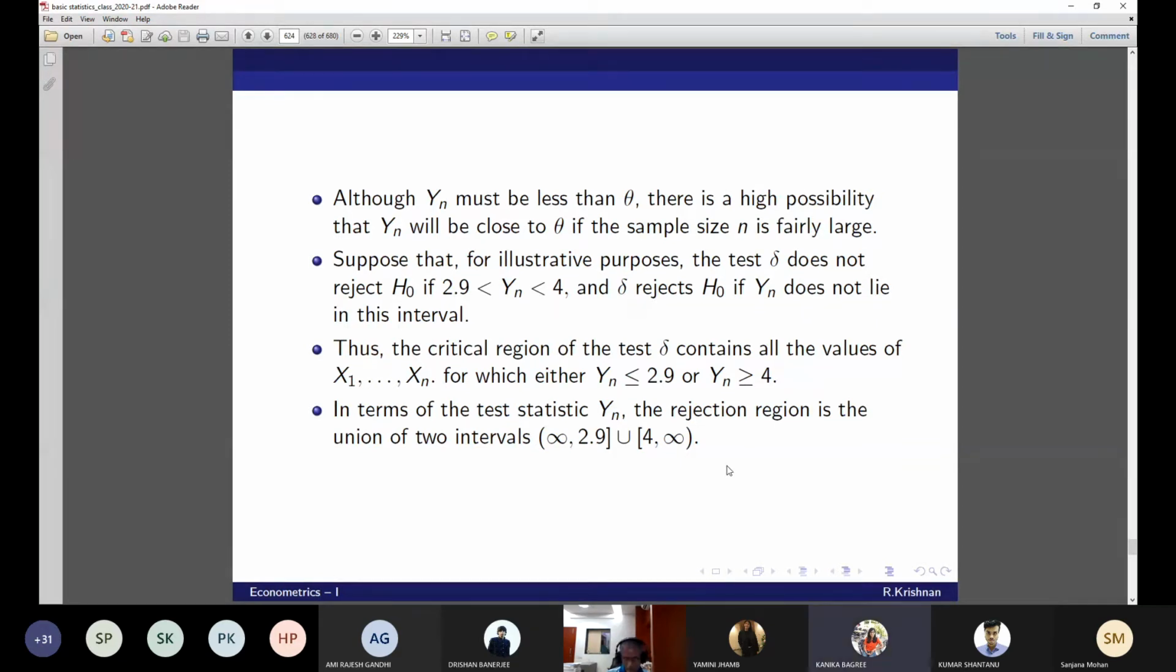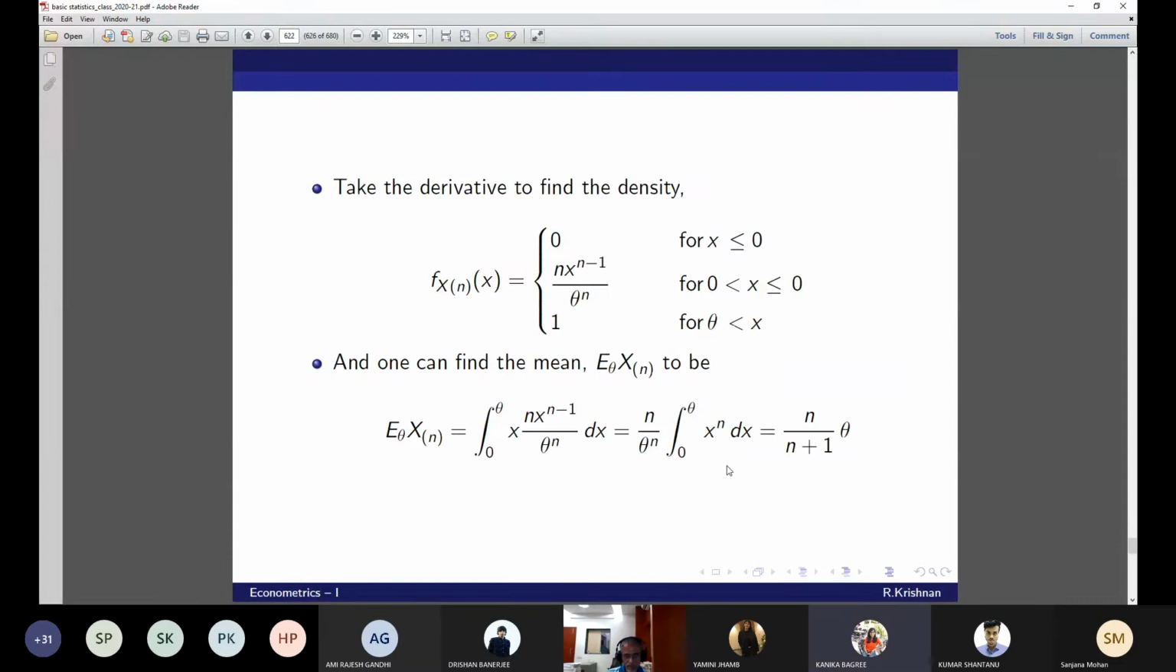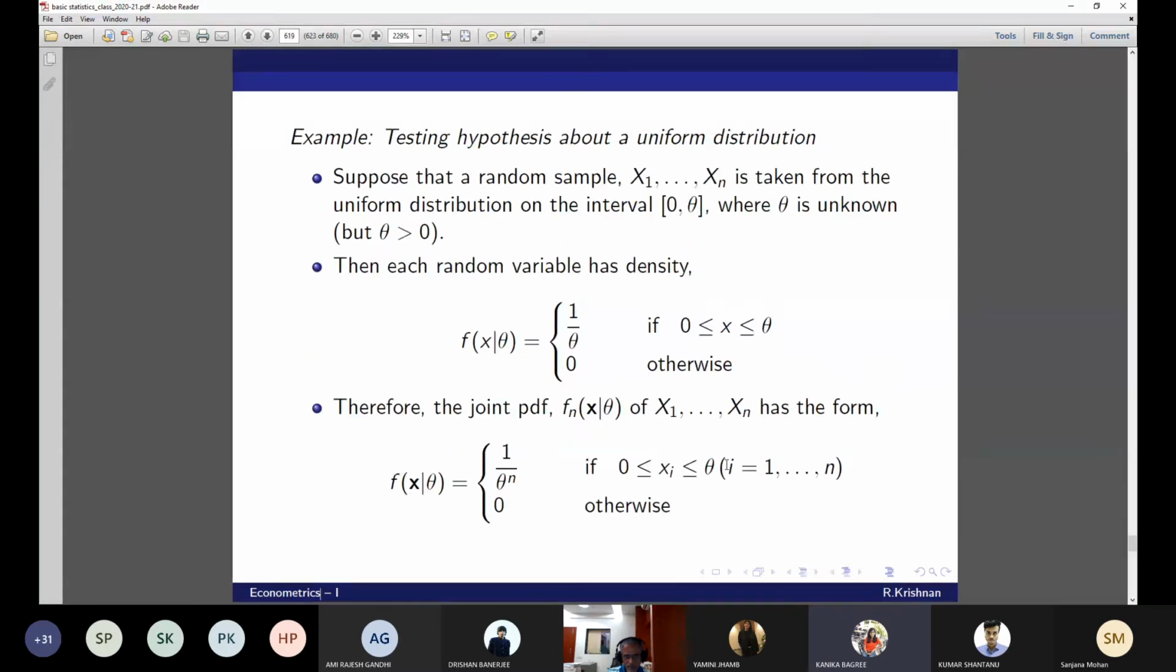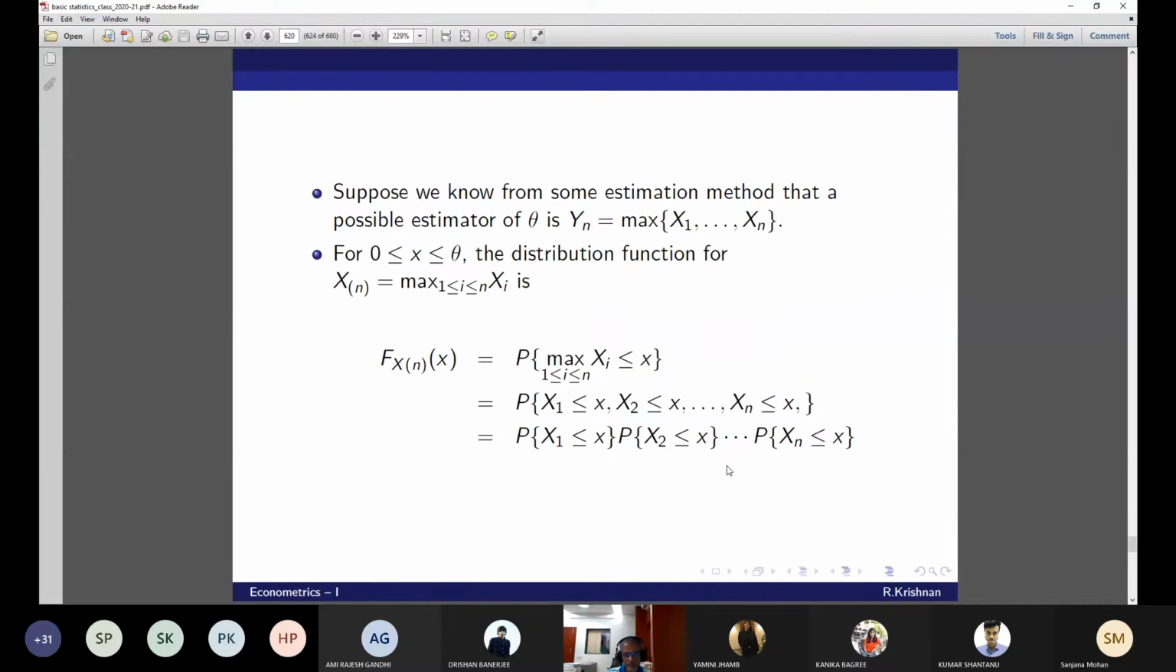Yes, sir. Sir, it is the max, that is why we'll always take it as less than theta. Possible. Yes, this is the estimator. Where is it? This is the estimator. Yes, sir.